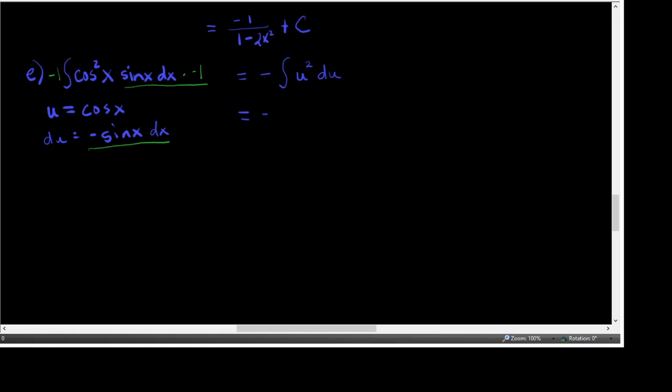The antiderivative of u squared is 1/3 u cubed plus c. And then going back to the original variable for our problem, this will be -1/3 cosine cubed x plus c.